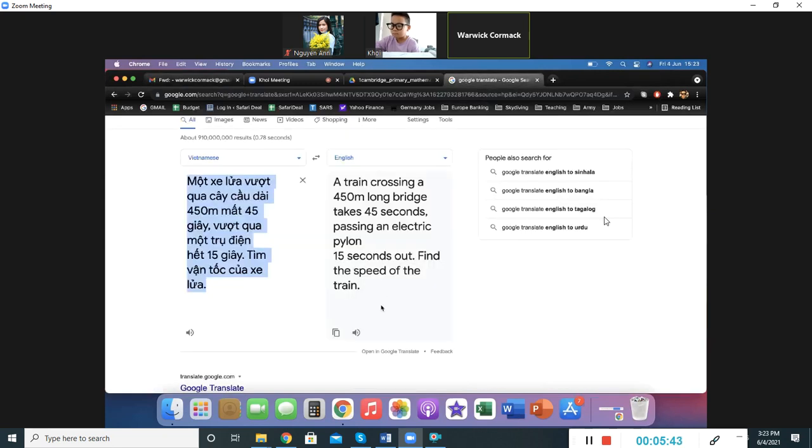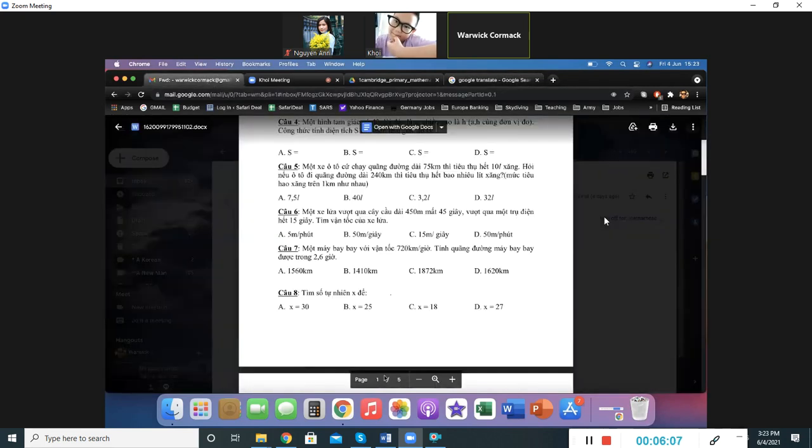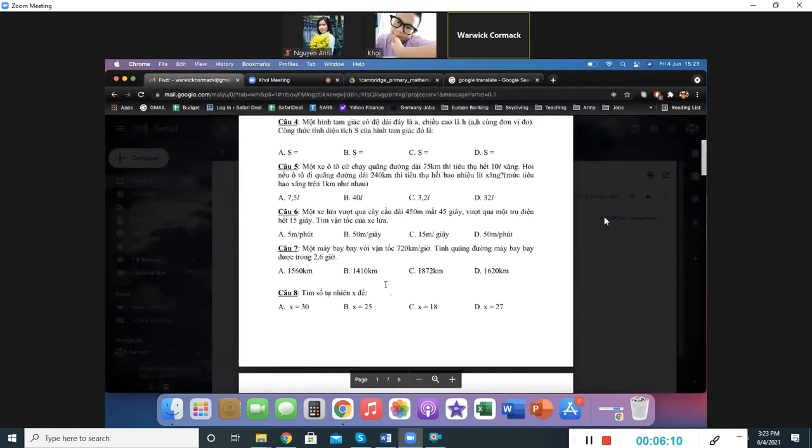A train crossing a 450-meter long bridge takes 45 seconds. Passing an electric pylon 15 seconds. Does that mean they want us to use the 15 seconds as well to put it inside? Or I don't know. Is the pylon on the bridge or not? It's not very clear. Maybe it's more clear in Vietnamese. Okay. Well, what do you think? A, B, C, or D?